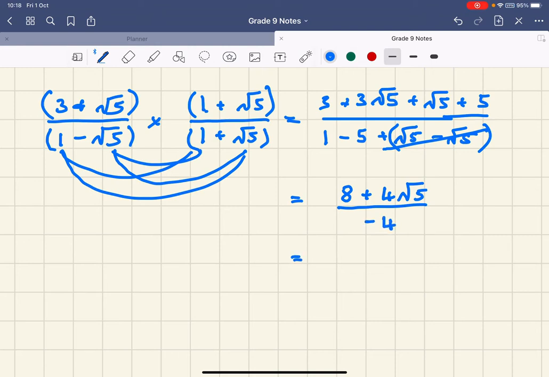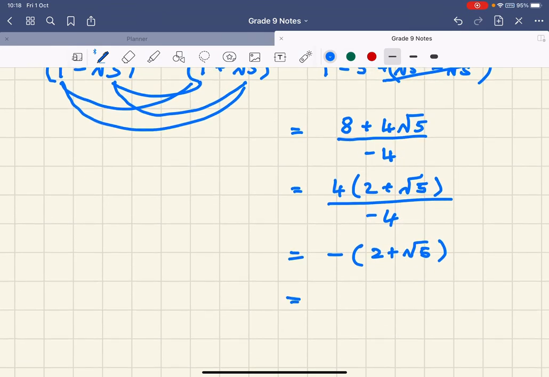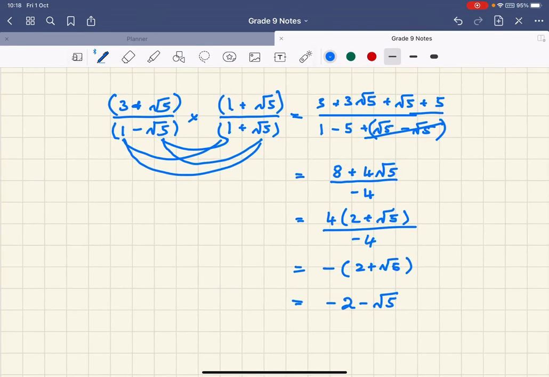Now what I could do is take out the factor of 4 on the top, so it becomes 4 brackets 2 plus root 5. So I'm really combining some of the things from the last topic here, and divide this by minus 4, so the two 4s will cancel out, and this gives me negative 2 plus root 5, and of course I could rewrite that as negative 2 negative root 5. So there's a lot of playing around with algebra and the surds there. The most important thing is what I chose here at the beginning, the first one there. Let's do another one.